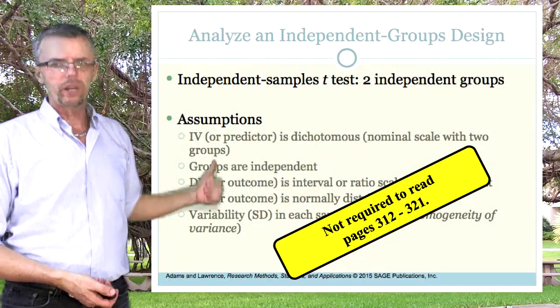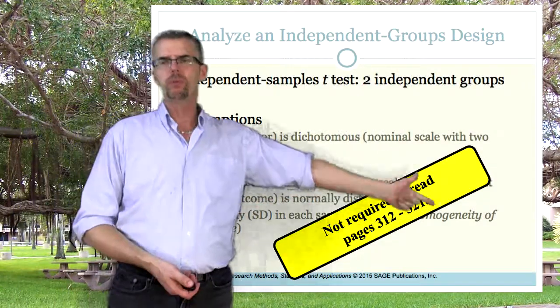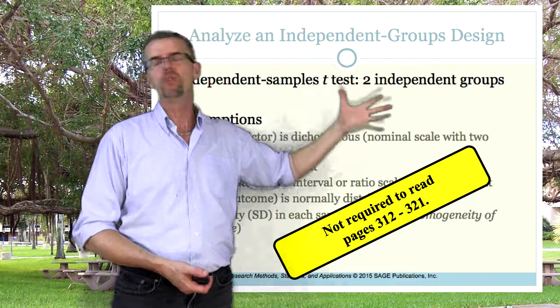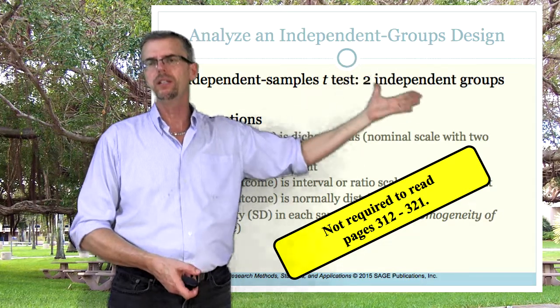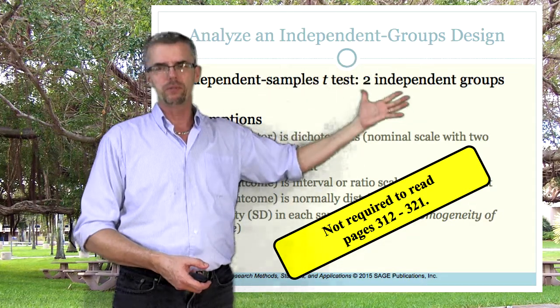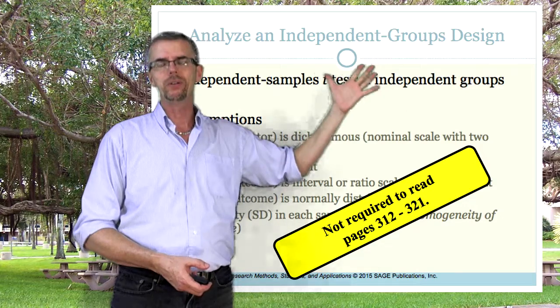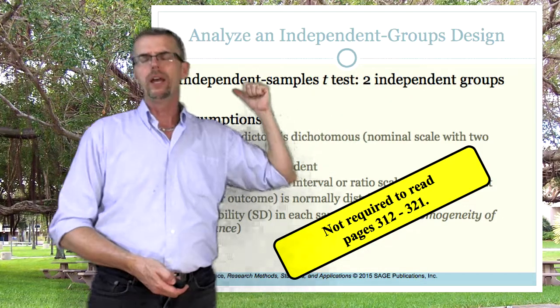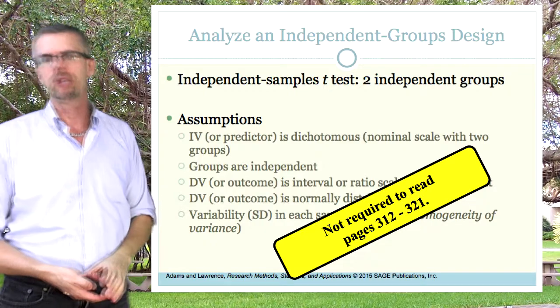You are not required to read pages 312 to 321. This is talking about the actual formulas in calculating a t-test. For the purpose of this class, you will never need to understand the formulas of a t-test because we have SPSS software, which I will get into next.